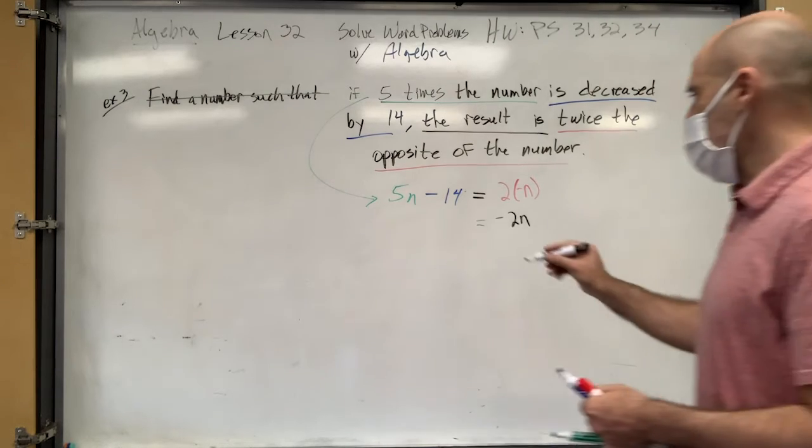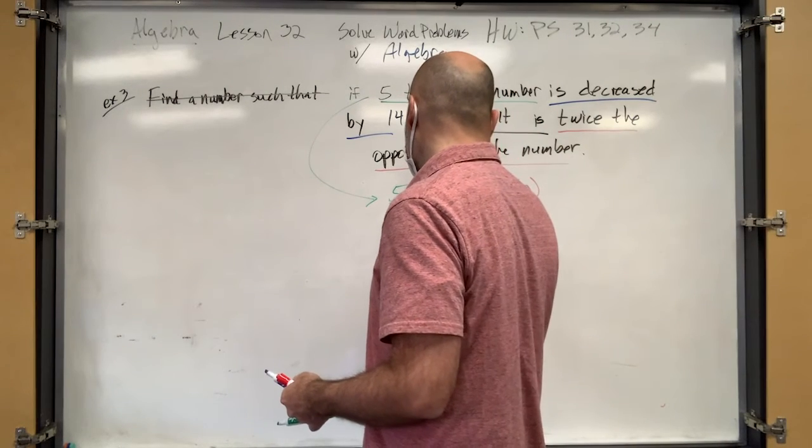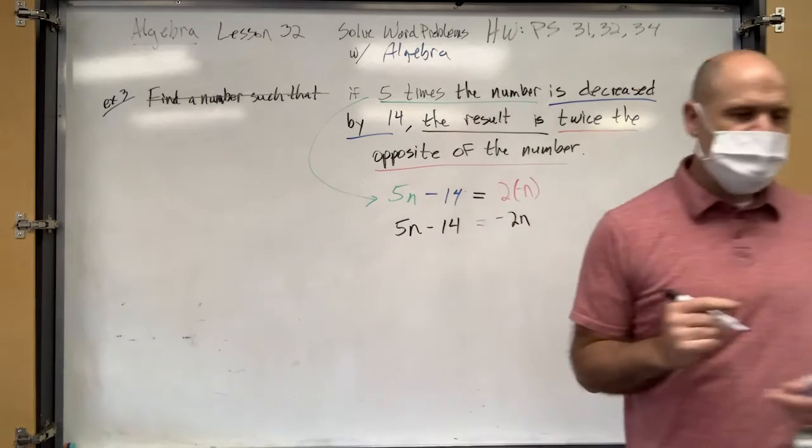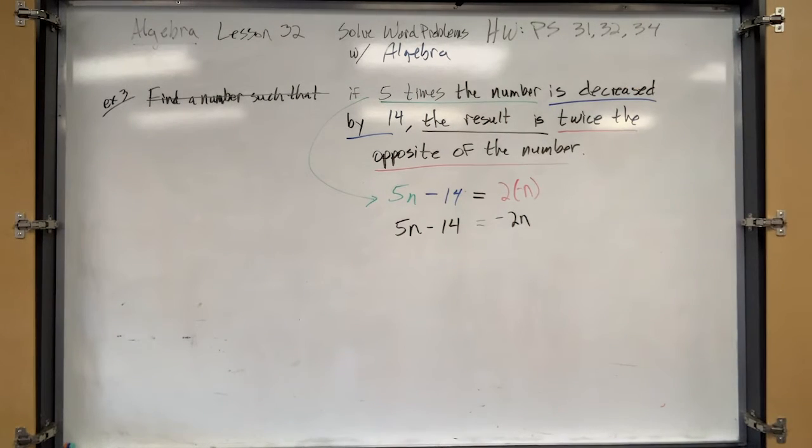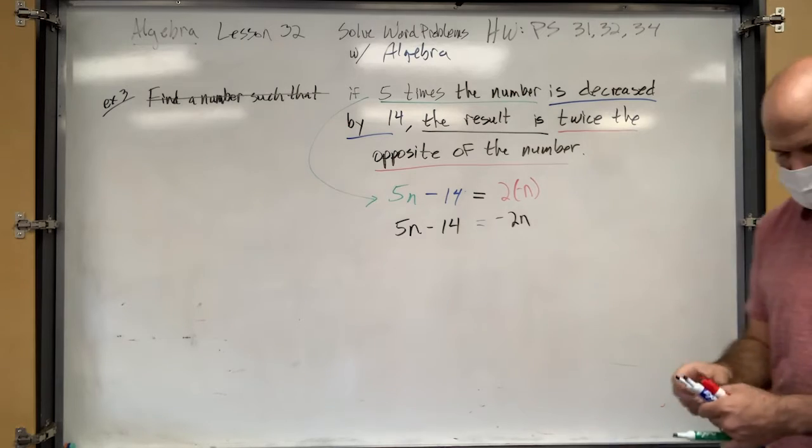Okay, and then this is the same. Do we need to simplify anything? We got rid of those parentheses. We distributed the 2 to the negative n. So we got negative 2n. Do we have to simplify anything else? No, there are no like terms. There are no more parentheses. There are no like terms. So what do we do next?